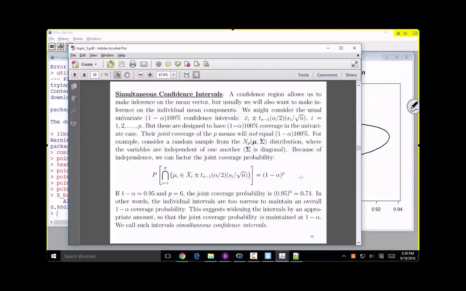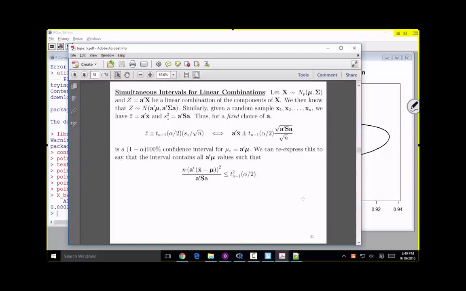So, how do we fix that? The main fix is if the coverage is too low, we need to make the intervals wider by an appropriate degree. So how can we take usual univariate style confidence intervals and widen them so that they have the joint or simultaneous coverage that we want?